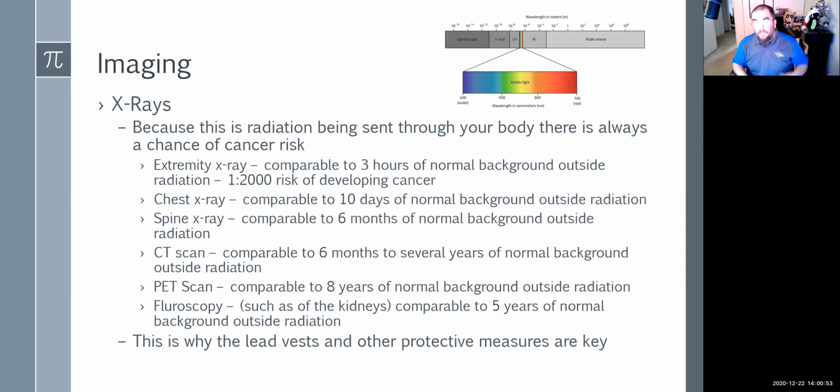Does that mean if you go get 5 PET scans, you're going to get cancer? No, it may not. But it may mean that one person goes and gets a PET scan and develops cancer from it because of the radiation, right? So there's a risk there.